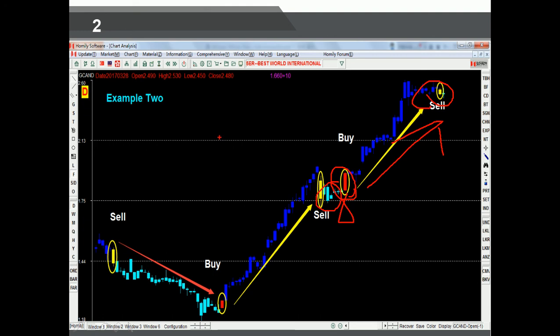So next time you should keep in mind, if you are not sure whether it is a buying point or selling point, you only need to use this indicator to judge.